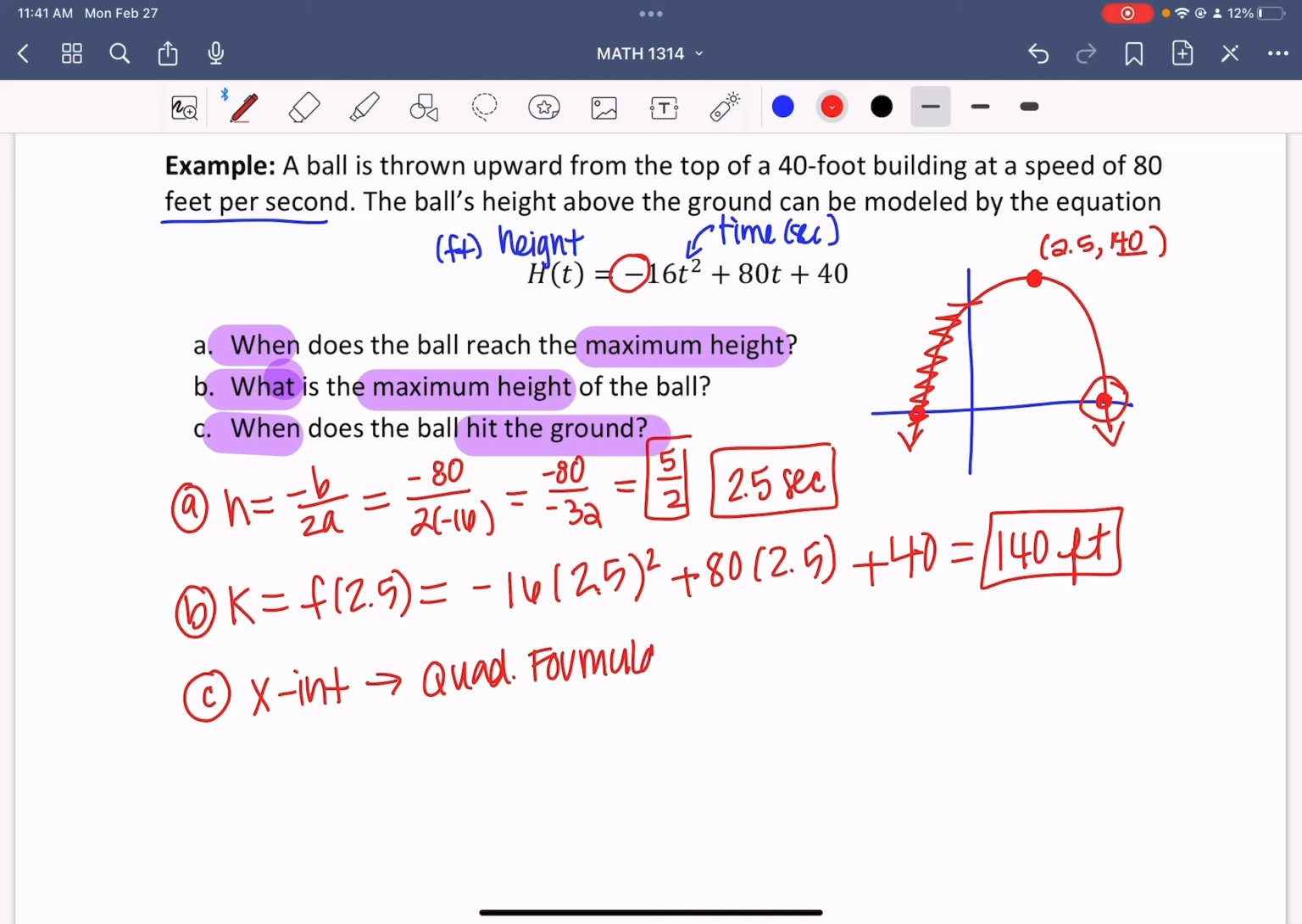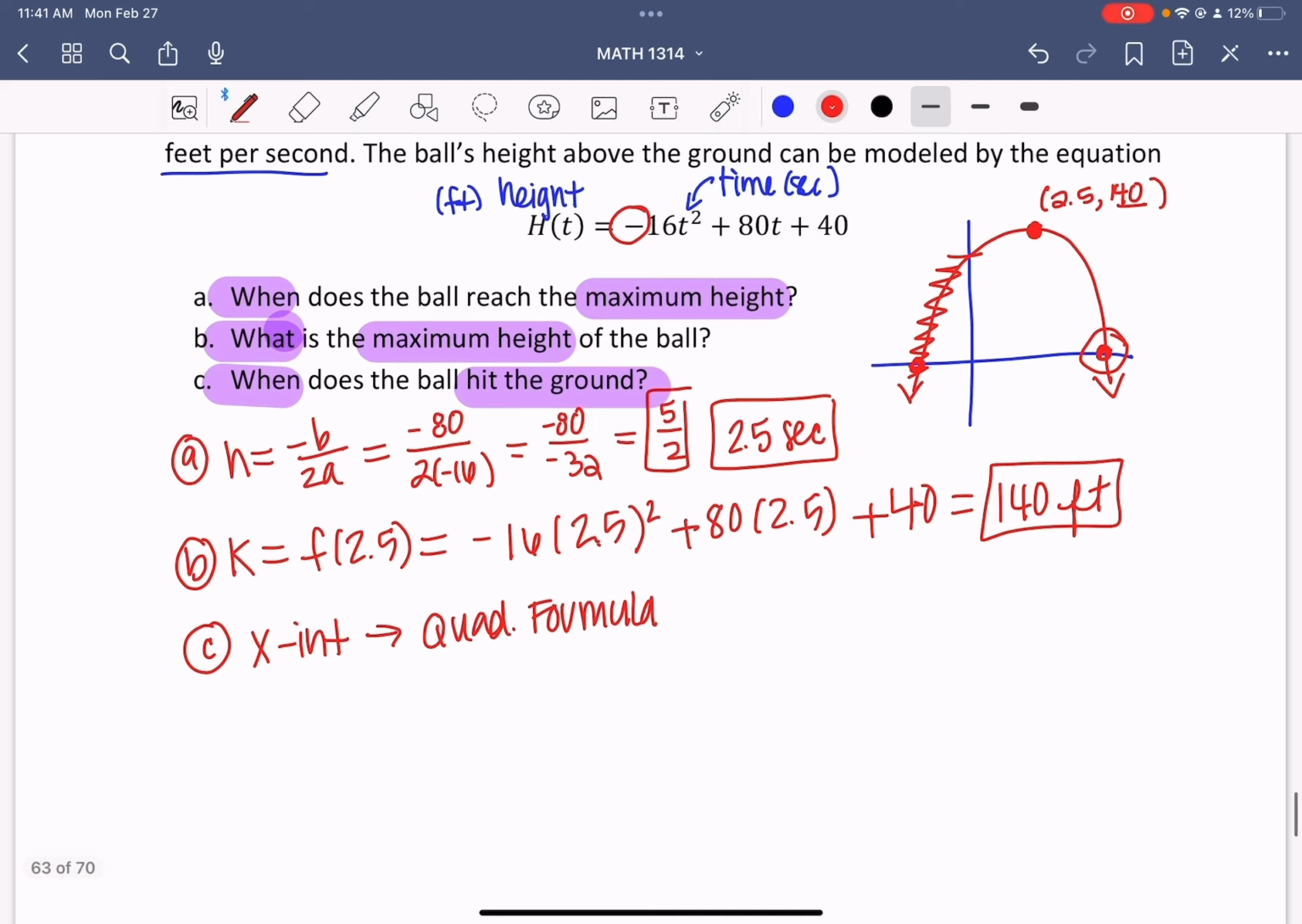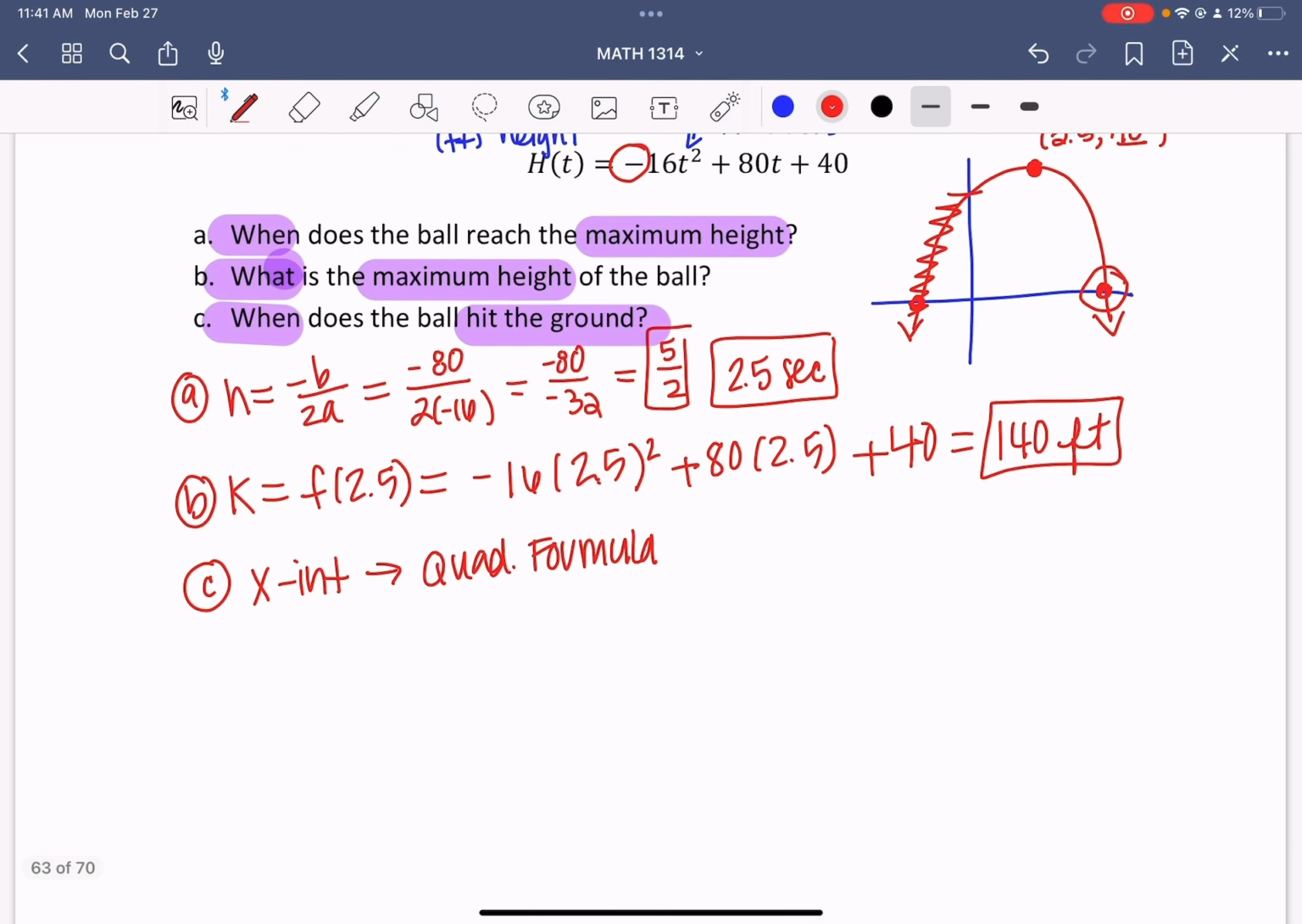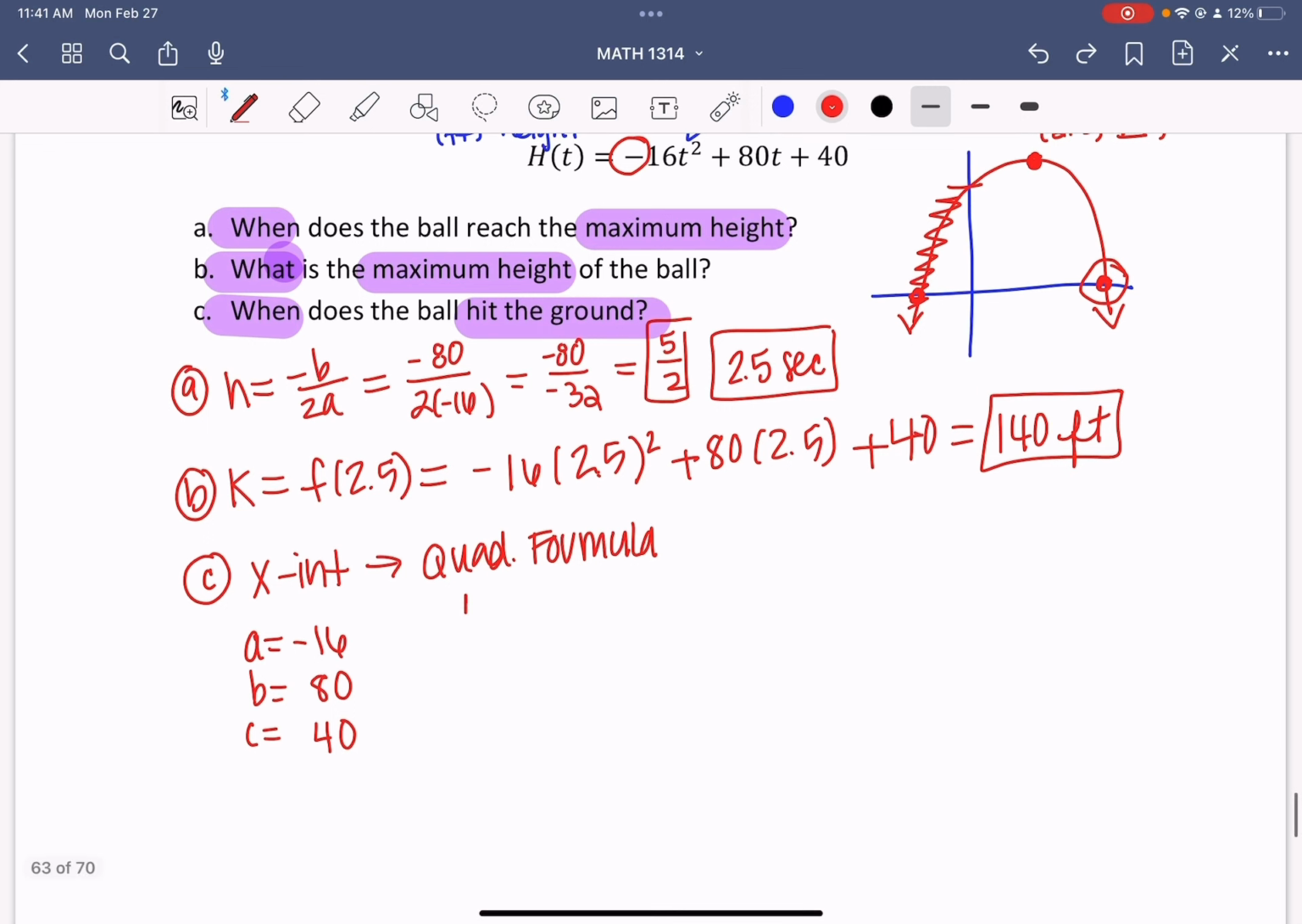And although mathematically it gives us two answers, we're just going to use the positive answer. And so as always with your quadratic formula, identify your A, B, and C. A is negative 16, B is 80, C is 40. So X is equal to, or as we were talking about, this is representing our time, or a T.